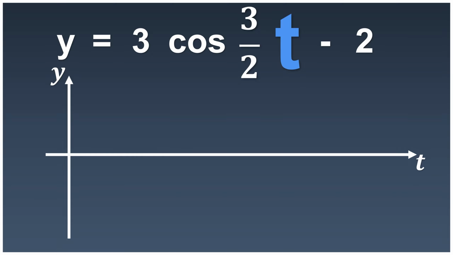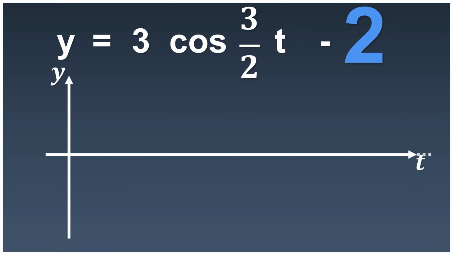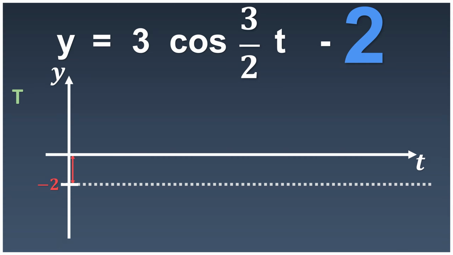And we start with the T in ATC, the transformations, where we will look for the number that is isolated. As we can see here, this is the number that is being isolated. So negative 2 means we will shift our original axis down by 2 units, just like this.